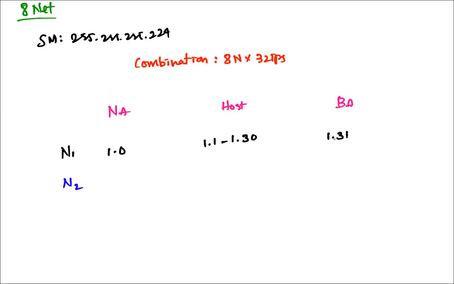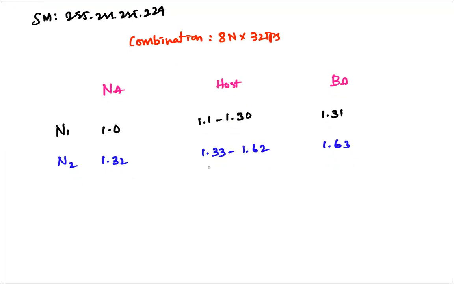Sorry, while talking, I just made a mistake here. What is going to be? It's going to be 1.31 already over, right? So it is going to be 1.32. Sorry, 1.32. I make some mistakes, guys, often, please ignore it. Okay, yeah. So 1.63. Okay, that's the broadcast address, and then 1.33 to 1.62. Okay, very good.